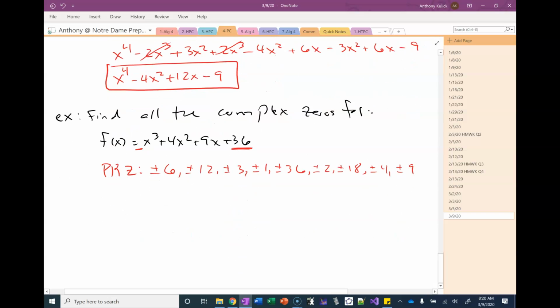Okay. Once I have my list, what do I like to do next? I want to look at the graph of the polynomial and figure out which one of these from my list looks like a good candidate to try synthetic division with. So let's fire up our old graphing calculator.